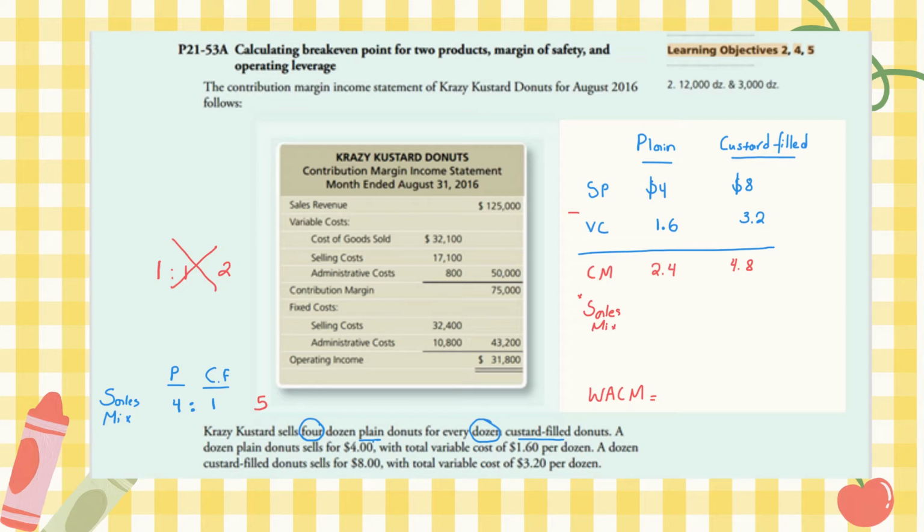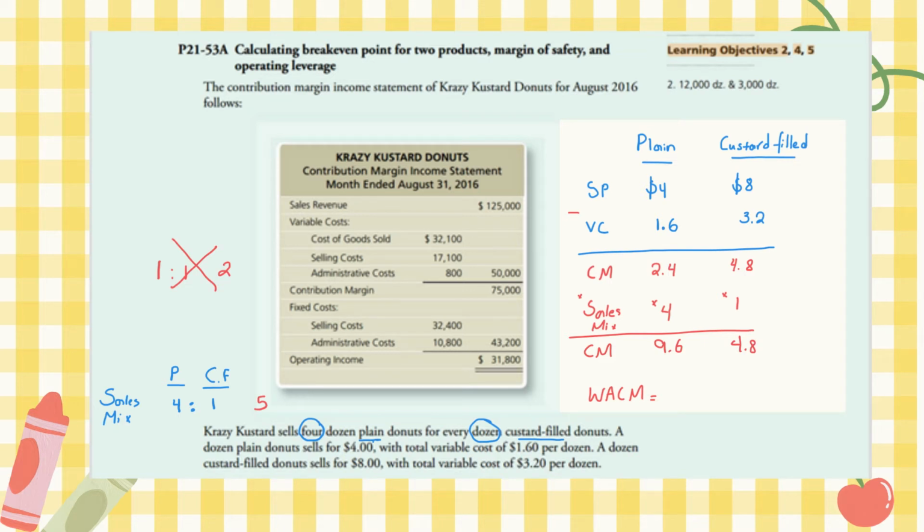Because this 2.4 is per dozen, I need to find it for 4 dozens. So I need to multiply it with 4. And for the custard filled, I need to multiply it with 1. Again, this is the sales mix. It's given here, 4 dozen plain for every dozen custard filled. Now, after we multiply it with the sales mix, I need to find the new contribution margin. 2.4 times 4 is going to be 9.6. And 4.8 times 1 is going to be 4.8.